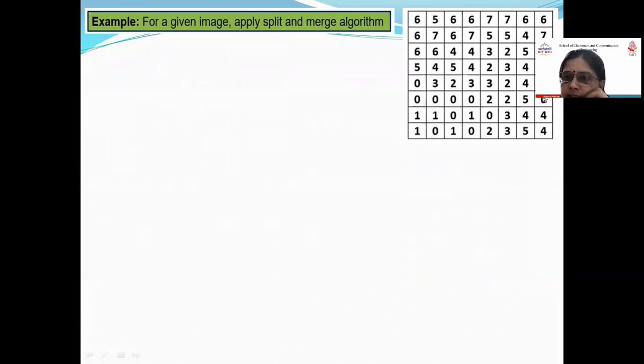Now let us consider another example. Say this is the given image, and now instead of region growing, we will be going with split and merge algorithm. So I request all of you to copy this 8 by 8 image and apply split and merge algorithm and tell me what is the final result.